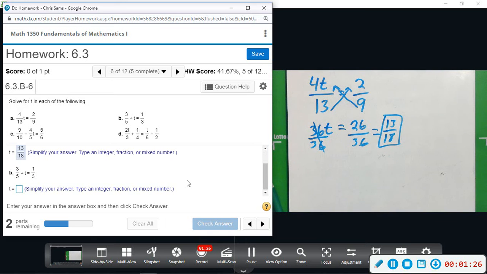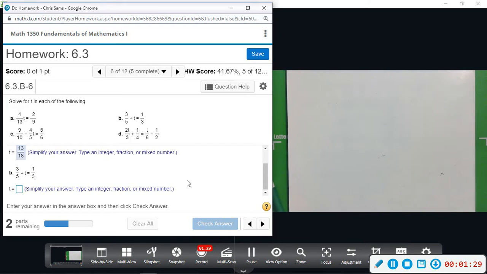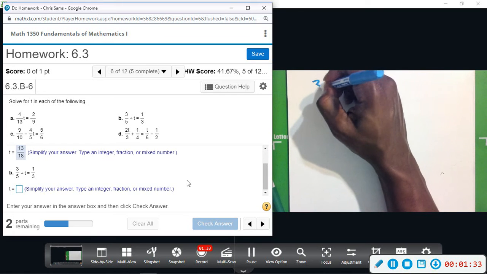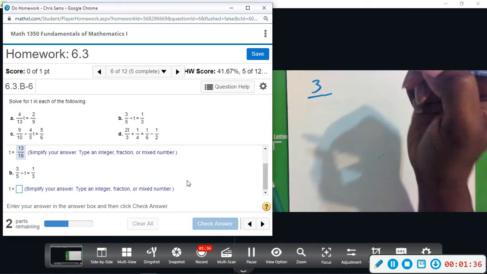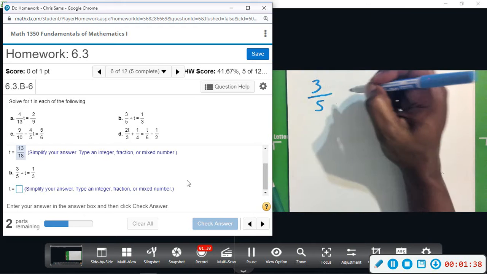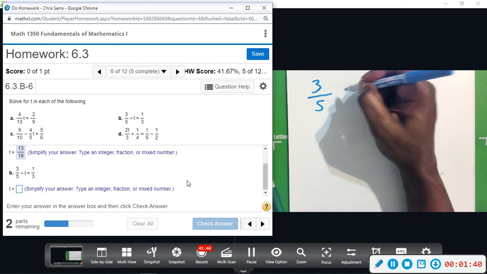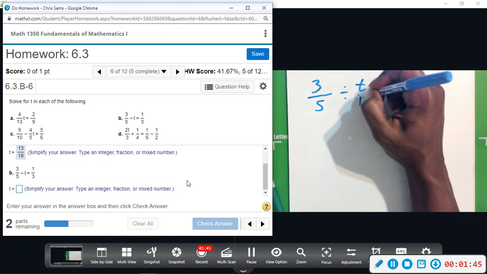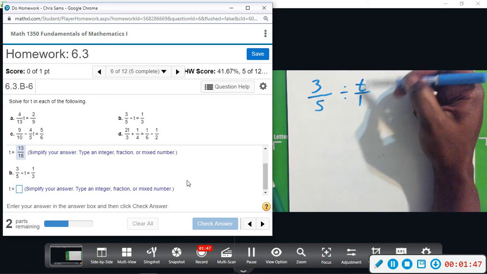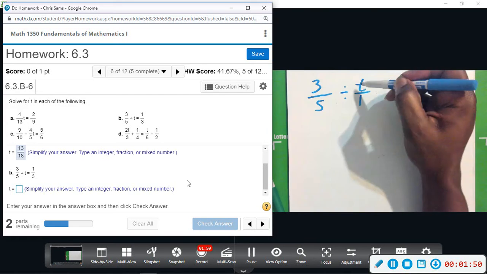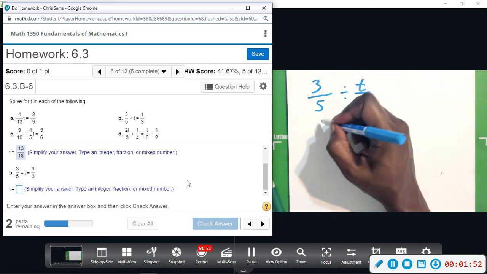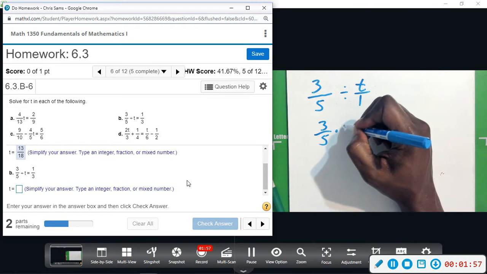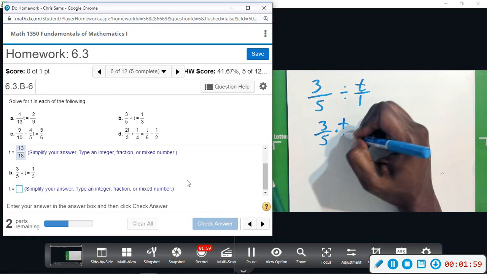Alright, part B, we have 3/5 divided by t. So whenever I see division in fractions, there's no such thing. We're going to keep, change, flip. So this divided by t, let's just write it as t over 1. Anytime you have a fraction, you can change a whole number into a fraction. And with this part, we're going to keep the first one, change to multiplication, and flip this, so it'll be 1 over t.